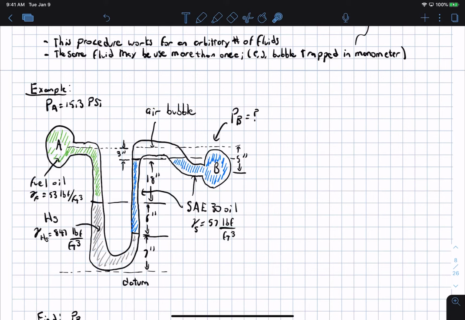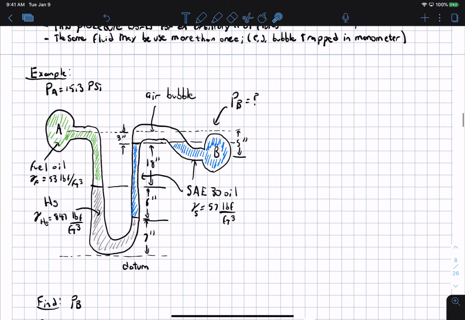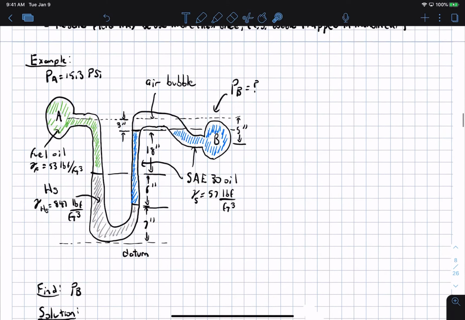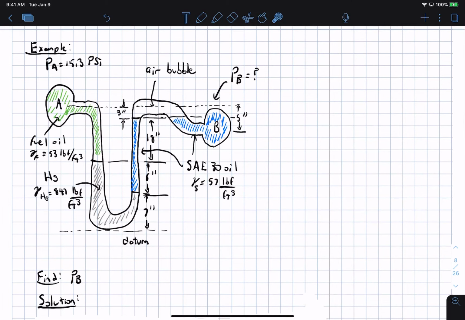I know basically this height here, which is related to this height here. I know this height here, and this height here, and this height here. Okay, and so I know all the specific weights, I know all the elevations, and I know all the fluids. So this is what we're given. So now I want to find PB.